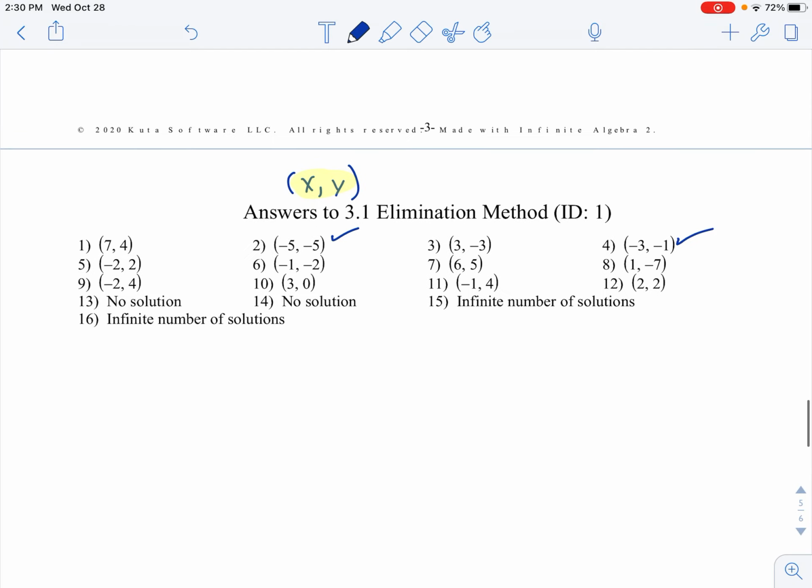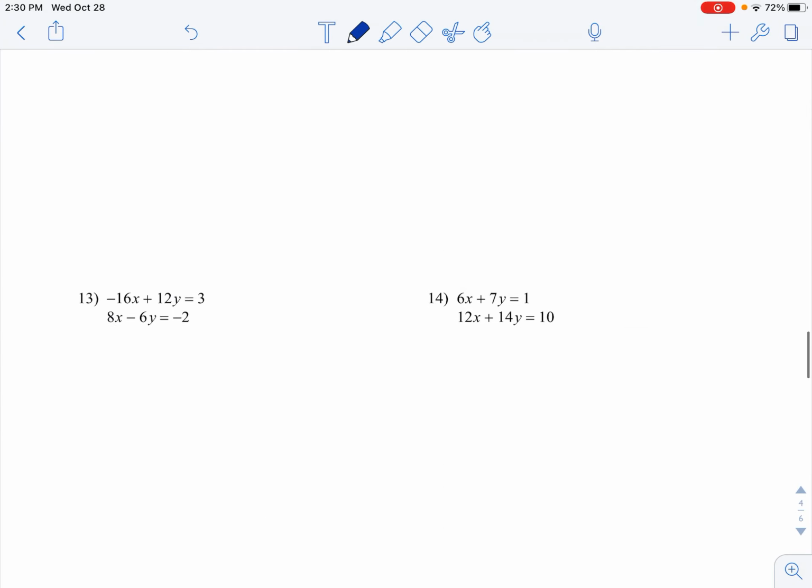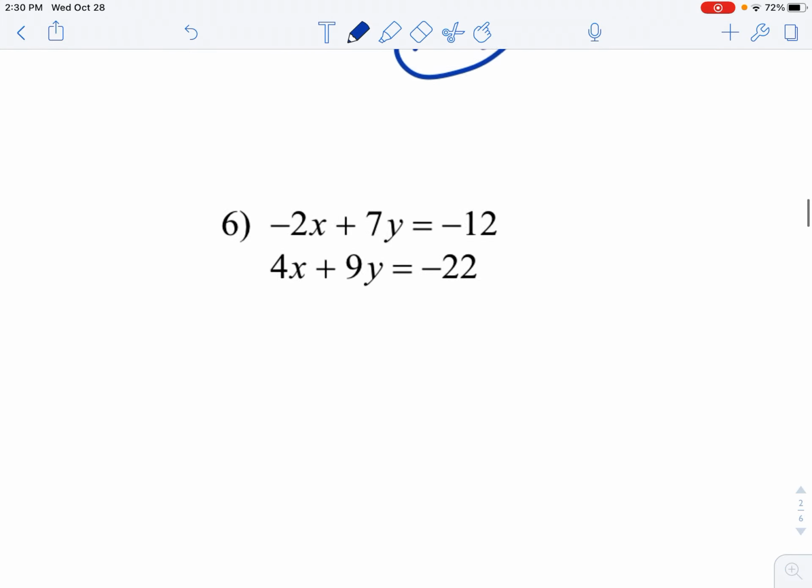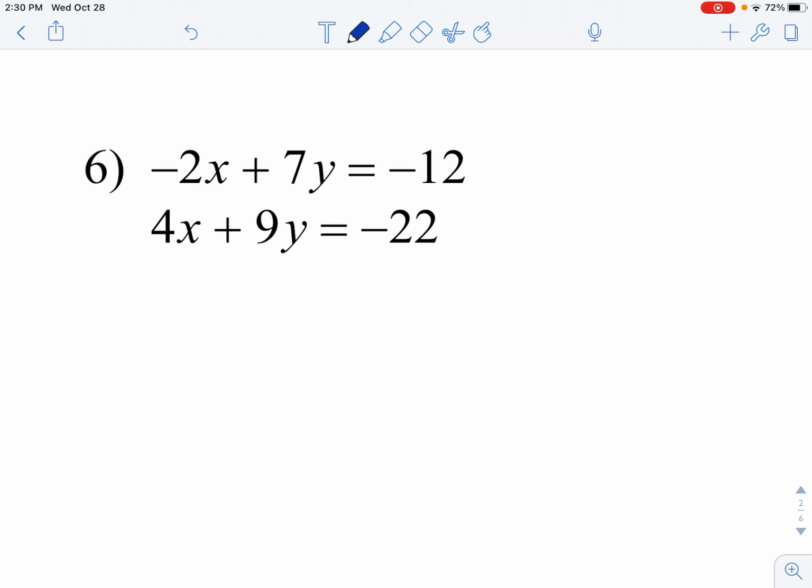All right, number 6. Where am I? Here we go. Now, will anything cancel out? No. If I just stick a negative in front of something, will that make anything cancel out? No. So this problem is a little more complicated.